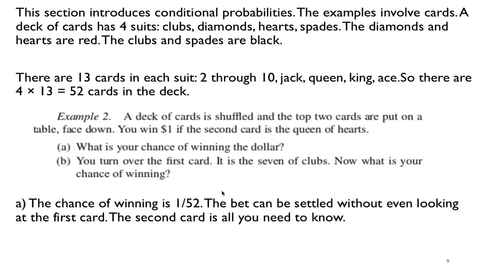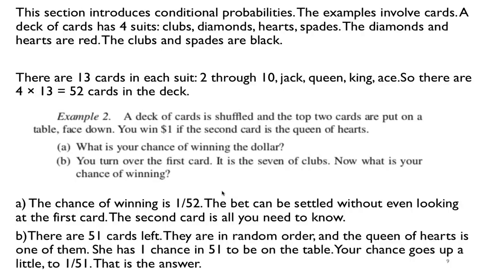Now, if you turn over the first card and it's the 7 of clubs, that means one card is known, and now the question is, what's the chance of winning? Notice that now we have more information, so the chance will be different, because the 7 of clubs is no longer possible. In other words, the second card cannot be the 7 of clubs, so the chance that the second card is the Queen of Hearts must be 1 out of 51. So now the chance goes up a little bit.